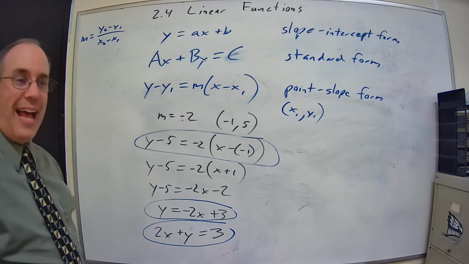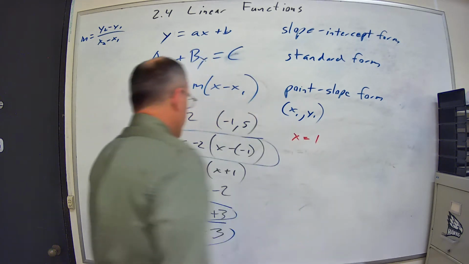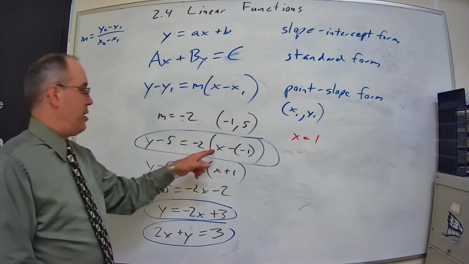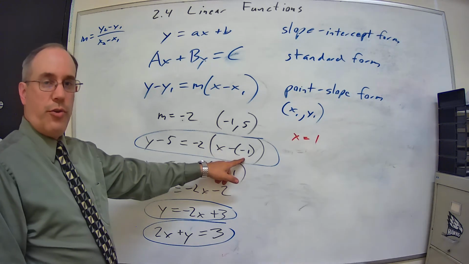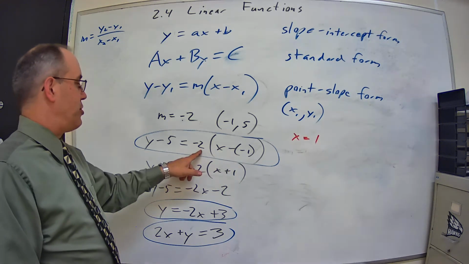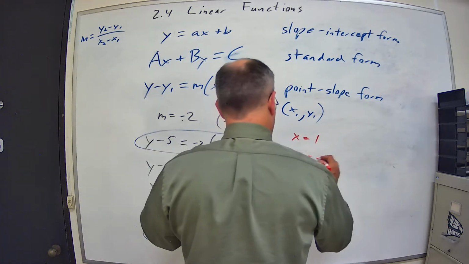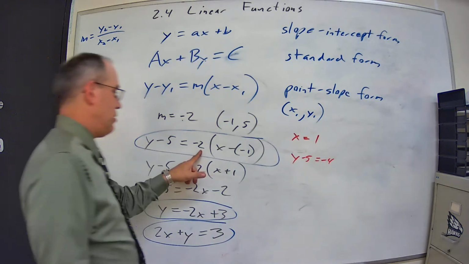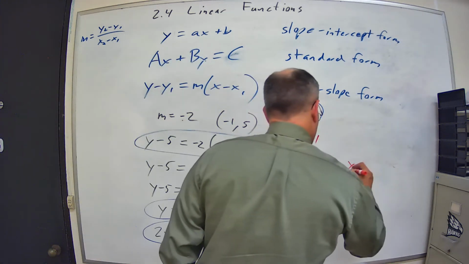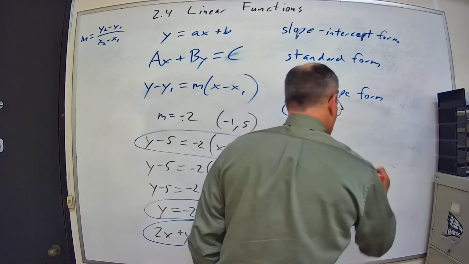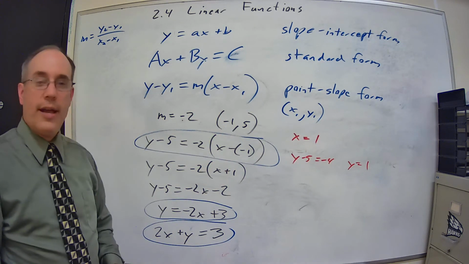let's just plug in x equal to 1. If x is equal to 1, then I have 1 plus 1 is 2. 2 times 2 is negative 4. So I have y minus 5 is equal to negative 4. And then add 5 to both sides. y is equal to 1. So when x is 1, y is 1.